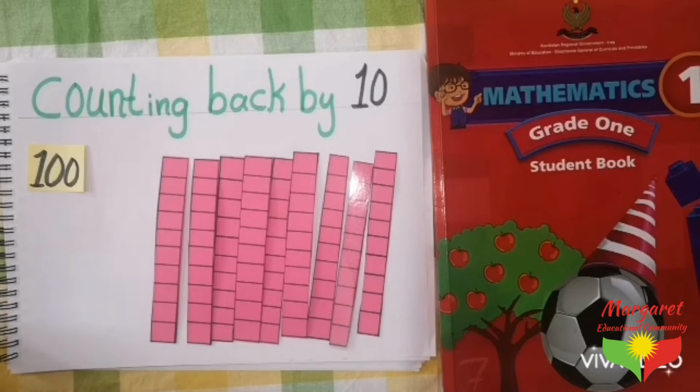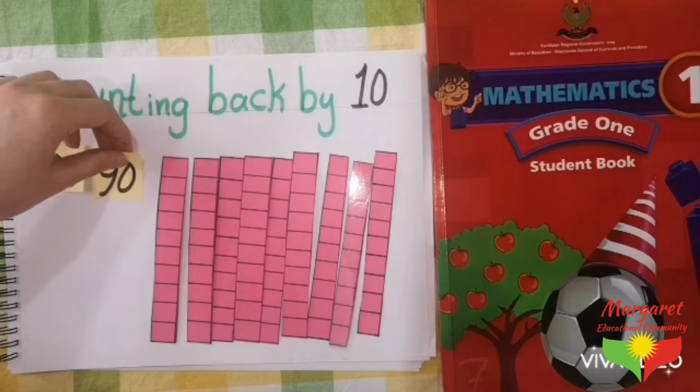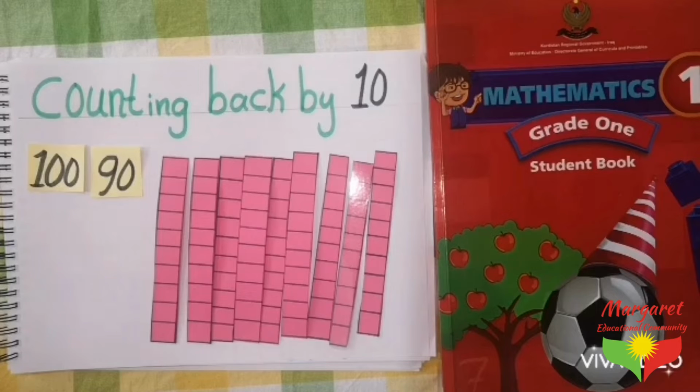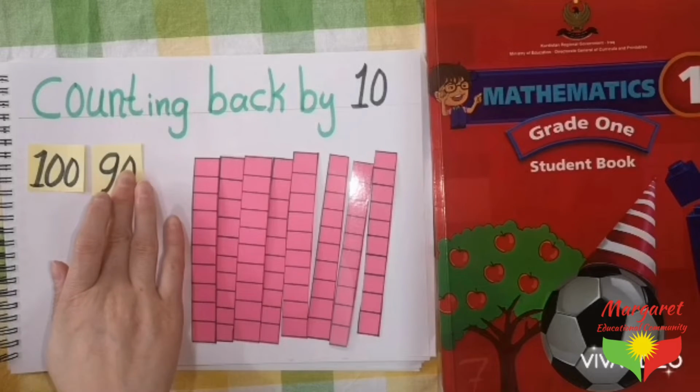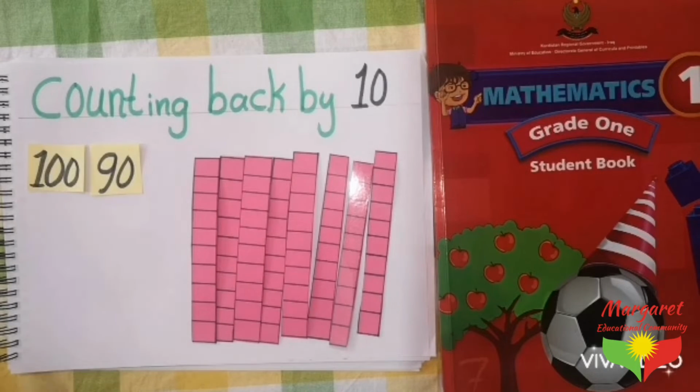of them, how many tens place are left? Yes, 1, 2, 3, 4, 5, 6, 7, 8, 9. 9 tens is 90. Good job. Now, if we take away 1 ten, how many tens place are left? Can you count for me? Good job. 1, 2, 3, 4, 5, 6, 7, 8.